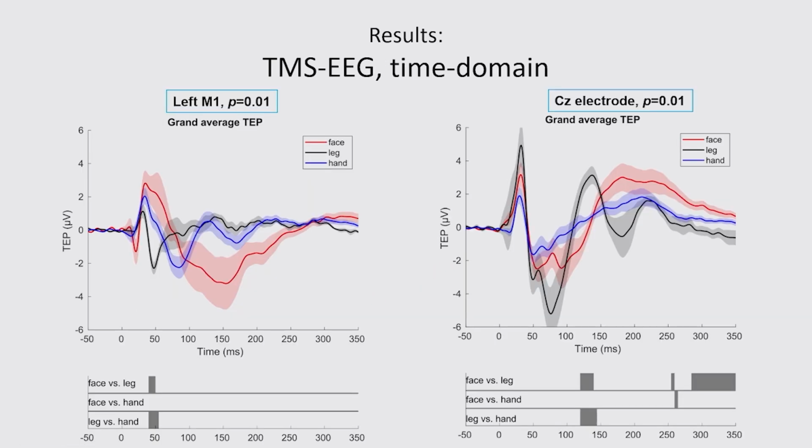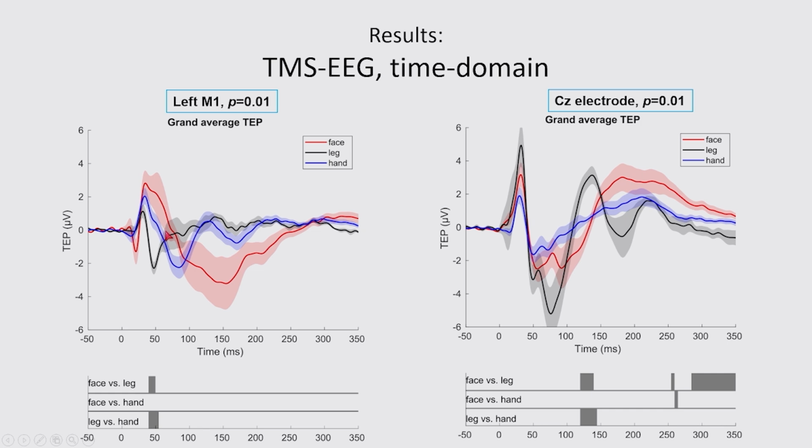Then looking at TMS-EEG responses in the time domain first. On the left, I'm presenting potentials recorded from the left primary motor cortex. This was a region of interest that covered all the electrodes that were targeted. And on the right, there are responses on the CZ electrode, which is kind of an outside area on the vertex. If we look at the primary motor cortex responses first, at the beginning the responses seem very similar, but already after 50 milliseconds, they start to differ.